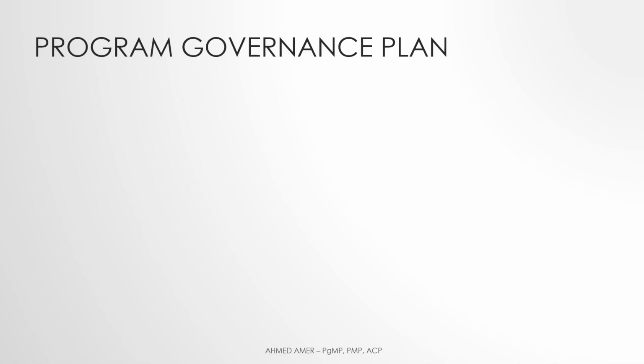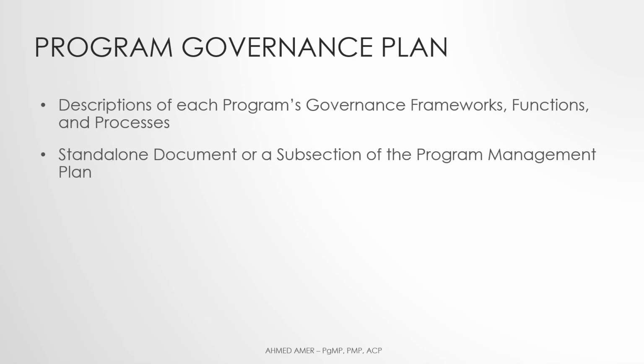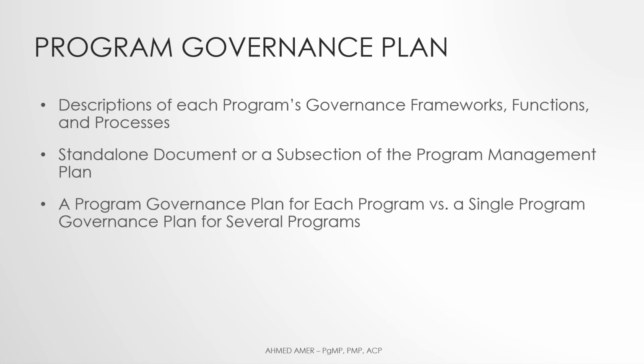The Program Governance Plan is the plan that outlines how different organizations define and implement their program governance framework, functions, and processes. It is the organization's decision to keep the governance plan as a standalone or a part of the program management plan. It's also the organization's decision to follow the same governance plan for all their programs or develop a dedicated governance plan for each program.